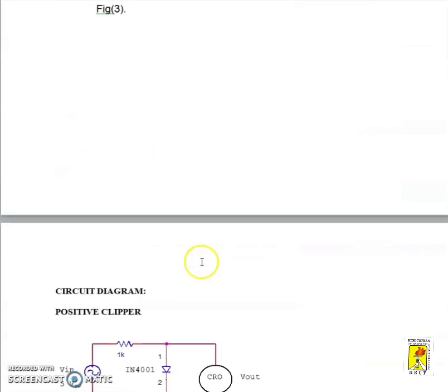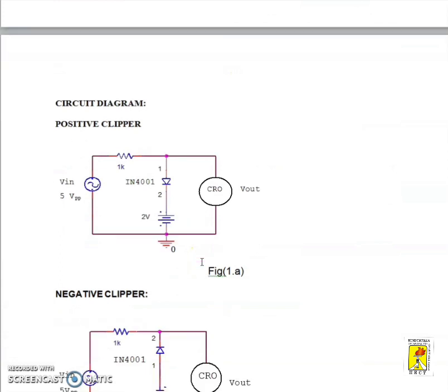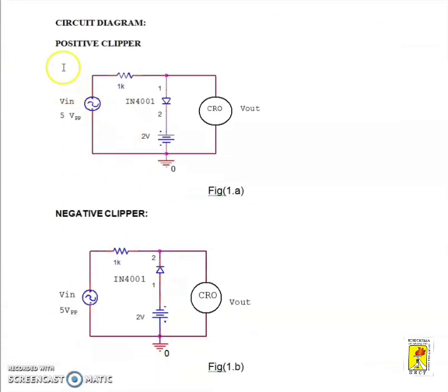Let us see how the different clipper circuits look. This is a positive clipper. A positive clipper is one which removes the positive half cycles of the applied input voltage. Here the input voltage is a 5 volt peak to peak sinusoidal voltage. This clipper is designed using a diode. The output voltage has all the positive half cycles removed, and we get only the negative half cycles in the output voltage.